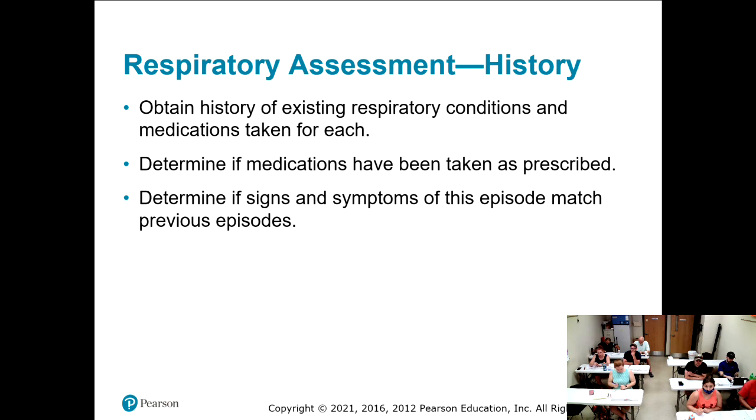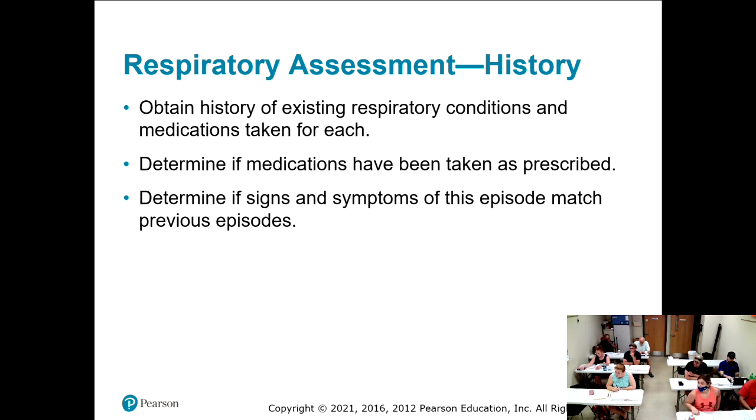Determine the signs and symptoms from previous episodes. When was the last time this happened to you? Oh, well, I was in the hospital about 2 months ago. Okay, do you feel similar now to when you did then? Do you feel like these are the same things? You'll get a yes or no. They'll be like, no, this actually feels worse than last time.